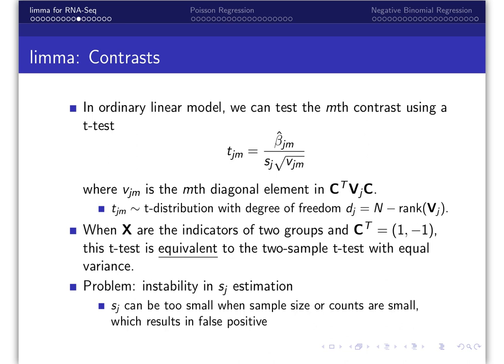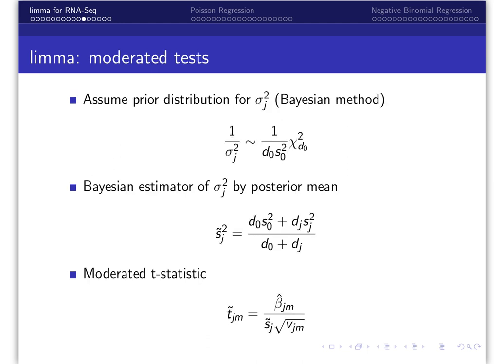In an ordinary linear regression model, we test contrasts using a t-test. In fact, if there are only 2 groups, then the contrast is 1 minus 1, which is equivalent to the 2-sample t-test assuming equal variance. However, if counts are low or sample size is small, you may underestimate the variance, which could lead to false positives. So the limma package moderates the variance.